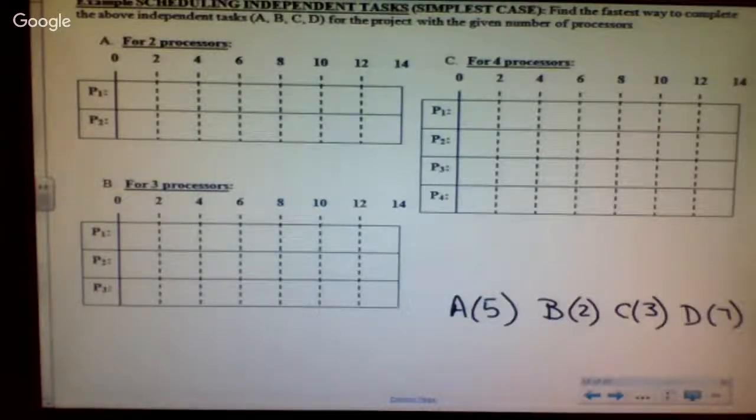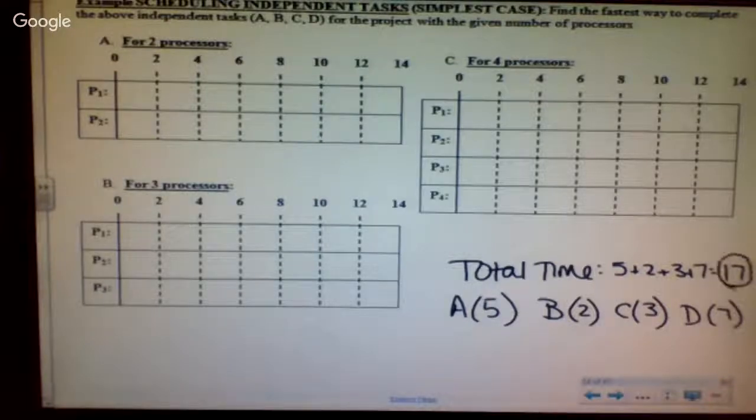First off, we need to find the total time. If you were one person doing all of these tasks, how long would it take? 17 minutes. If you add all these up, 5 plus 2 plus 3 plus 7 gives me 17. It would take one person 17 minutes to do these tasks.